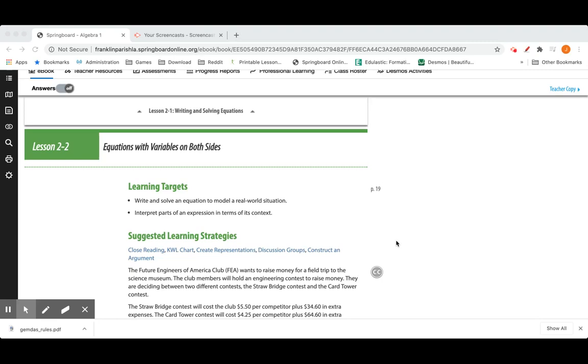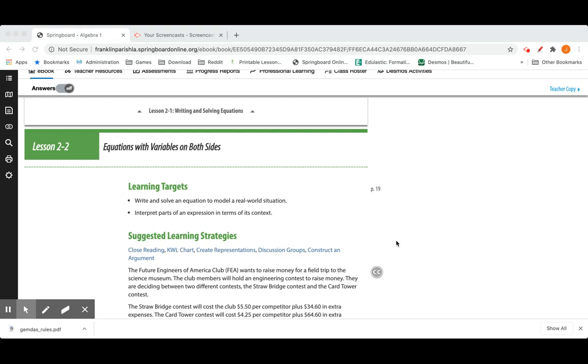Hello, algebra class. Today we're doing lesson 2, equations with variables on both sides. So we'll have, for example, 5x plus 3 equals 2x plus 4. And we'll need to move the variables to one side and all the constant numbers to the other side.